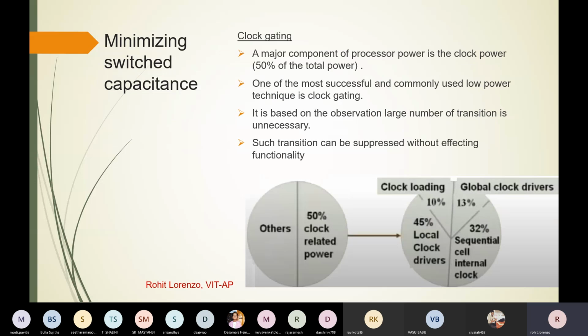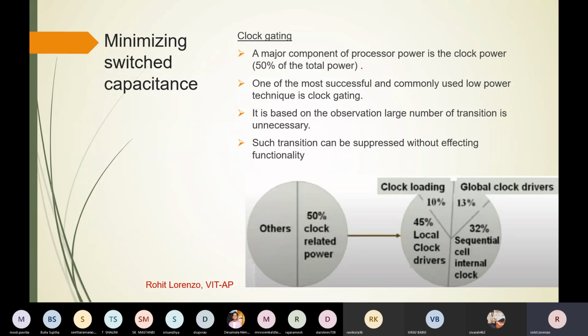Now another technique: minimize switched capacitance. How can we minimize the capacitance? Overall we know that P equals C V squared F. If we minimize the capacitance, we can minimize the power dissipation. There are several techniques, such as clock gating. I will discuss only one, clock gating for minimizing switched capacitance, which is one of the popular techniques.